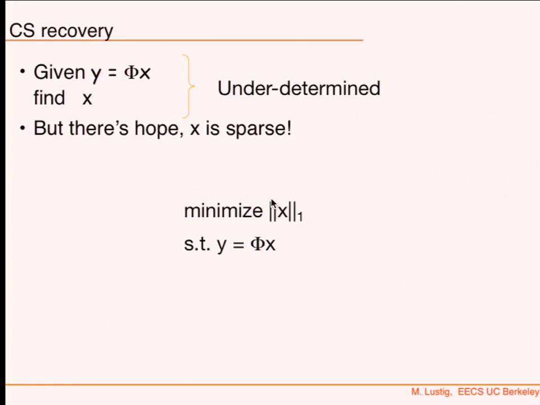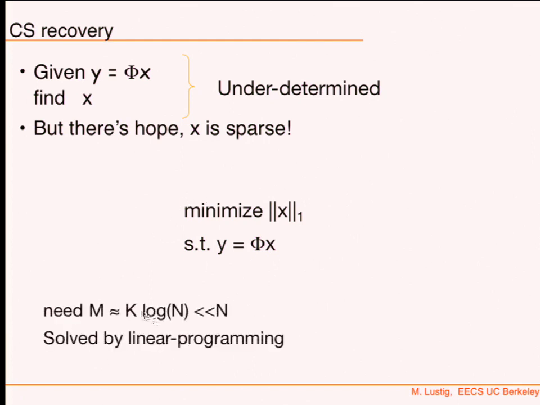So if you solve this problem, which turns out to be a linear program that has extremely efficient solutions, and you make m equals k log n, that's much, much less than n number of measurements, and with incoherence and so on and so forth, with overwhelming probability you'll be able to find the solution of x that is equivalent to solving the cardinality, the non-convex problem.